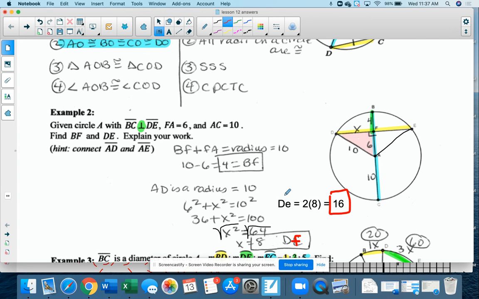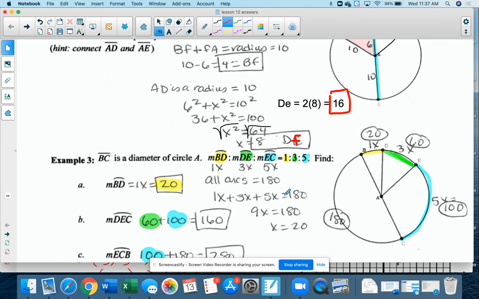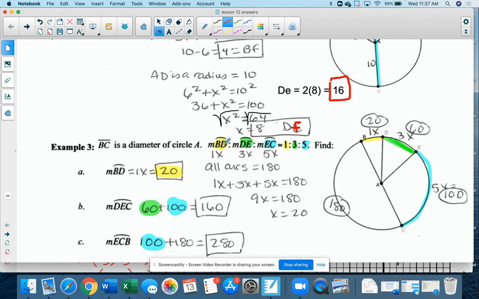Okay, so that's example 2. Example 3, I'm going to be talking about ratios. Ratios, I know some people don't like them, but they're actually pretty easy. So I know the measure of arc BD to the measure of arc DE to the measure of arc EC is in the ratio 1 to 3 to 5.